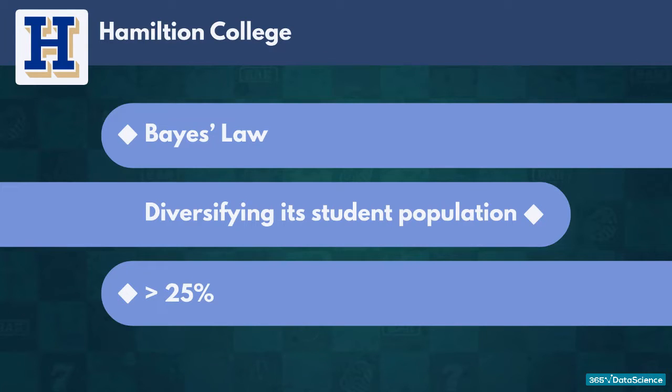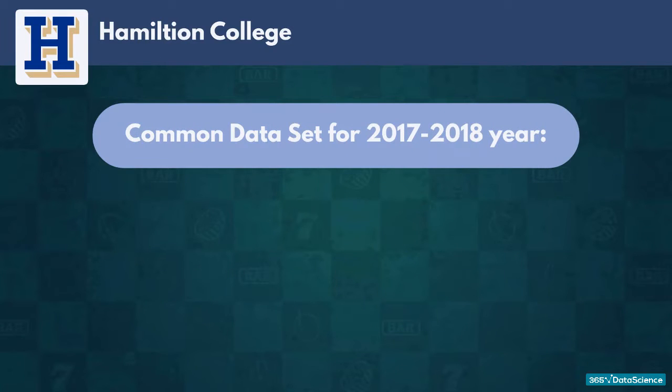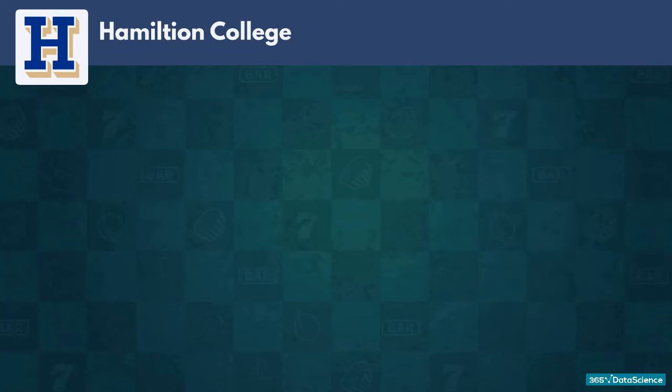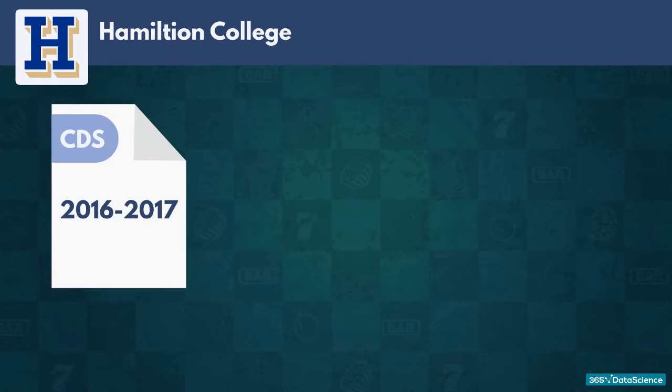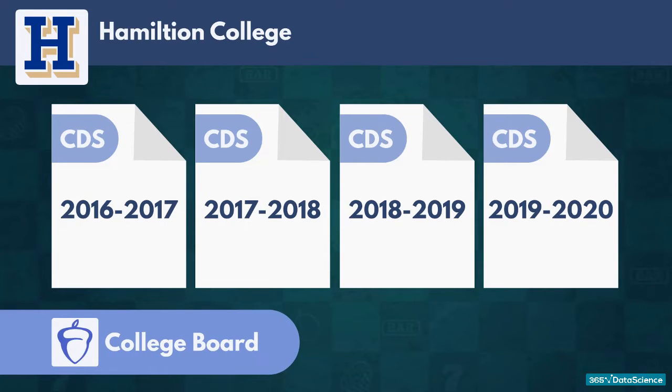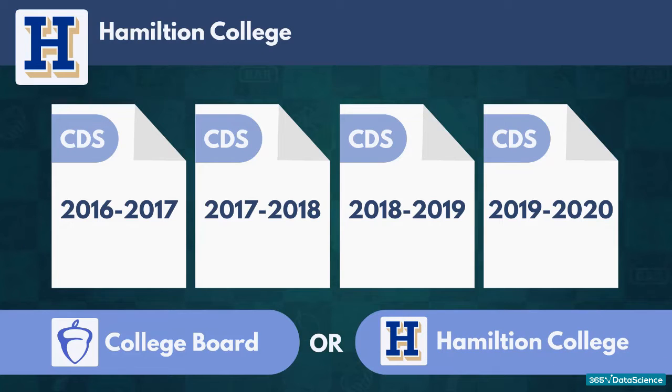Okay. To conduct our analysis, we are going to examine the Common Data Set for Hamilton College for the 2017-18 academic year. The Common Data Set, or CDS for short, is a free public data set of summarized statistics about the demographic of the students attending a given college. A new dataset is released after the start of every new academic year. Furthermore, these sets are available for public use and can be found either through the College Board website or the site of the specific college you're interested in. In this instance, we visited Hamilton College's official webpage and typed in CDS into the search bar. Out of the results of our search, we chose the one for the 2017-18 academic year.